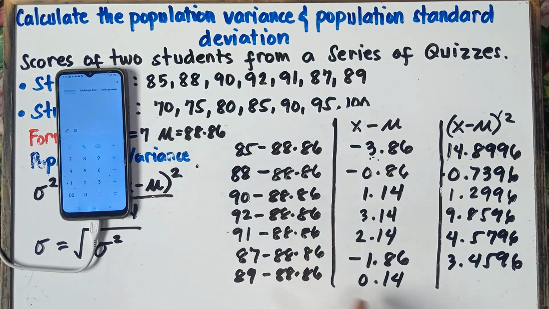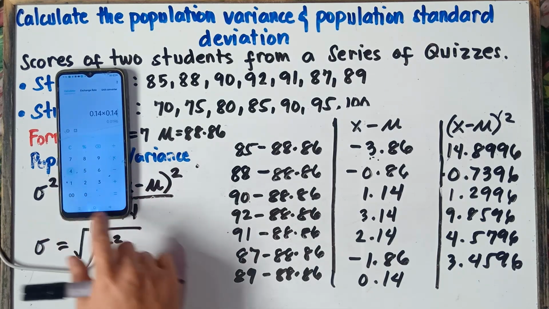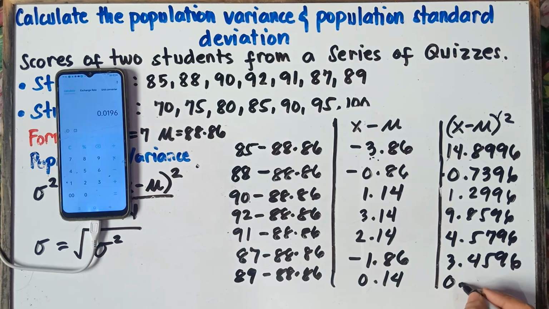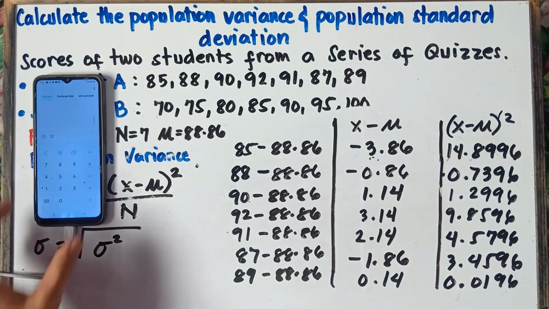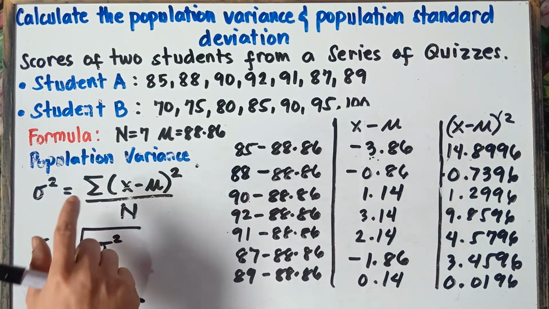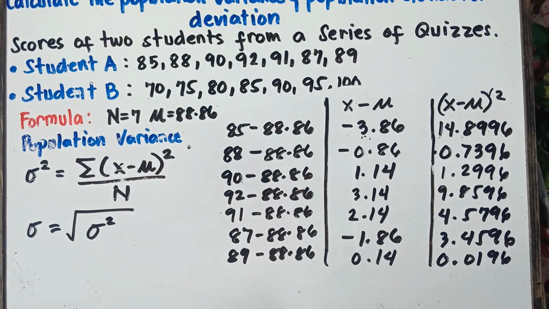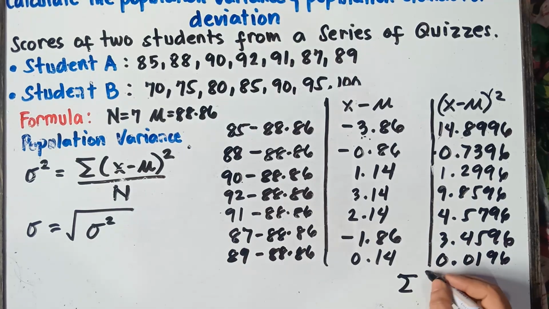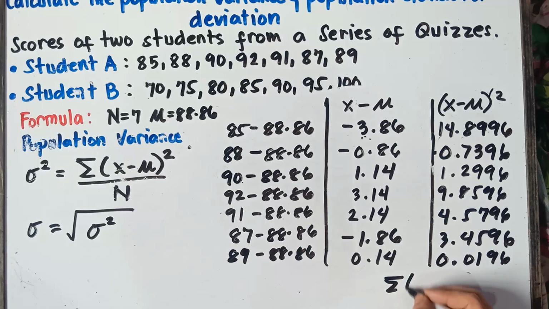Alright, so this will be the last one. We have 0.14 times 0.14 is equal to 0.0196. And then we simply add this up, because we have the summation of our answer. So once again, the summation of the sample minus the mean squared. So we need to add this up. So this will be the summation of the sample minus the population mean squared. We don't have enough space, class.